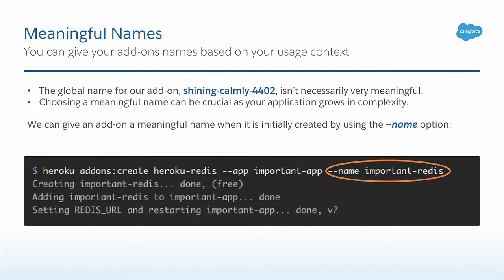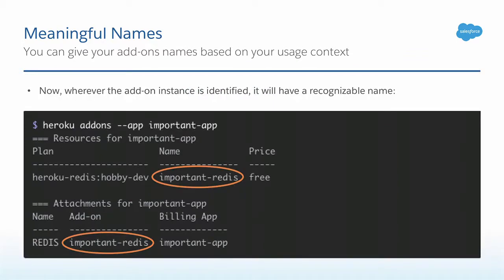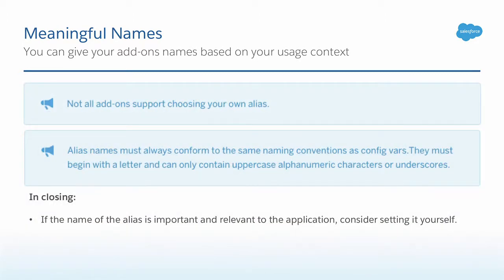Choosing a meaningful name can be crucial as your application grows in its complexity. We can give an add-on a meaningful name when it's initially created by using the name option as highlighted in this example. Now, wherever the add-on instance is identified, it will have a recognizable name. In this case, the name is important Redis when it is referenced in the resources and attachment details of important app. Remember, if the name of the alias is important and relevant to the application, consider setting it yourself.